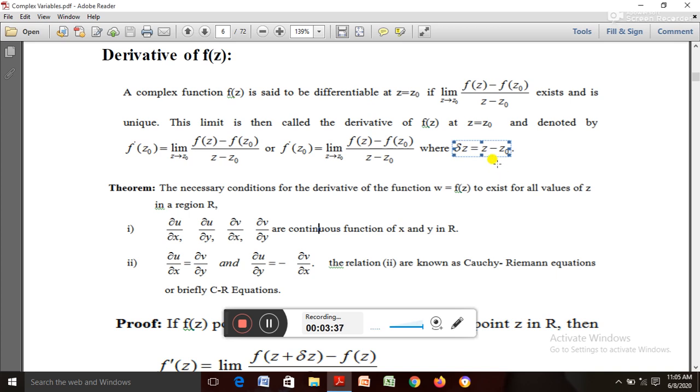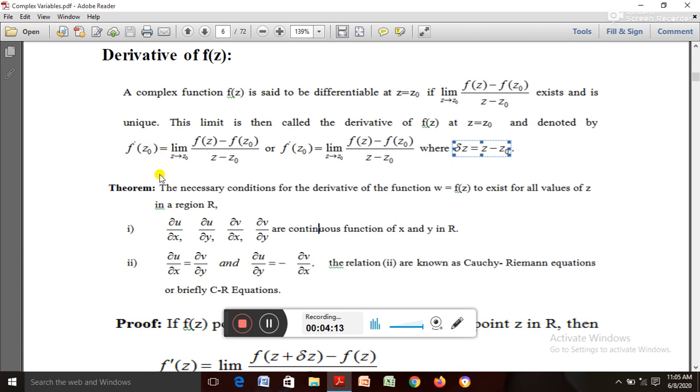Already you have studied limit, continuity and derivative in calculus, and it is the same in complex numbers. So derivative of f of z means if f dash of z is equal to the limit of f of z minus f of z naught divided by z minus z naught, then f of z is called differentiable at z is equal to z naught. Then by using the derivative of f of z, we solve two theorems, that is, Cauchy-Riemann equations in terms of Cartesian and Cauchy-Riemann equations in terms of polar.